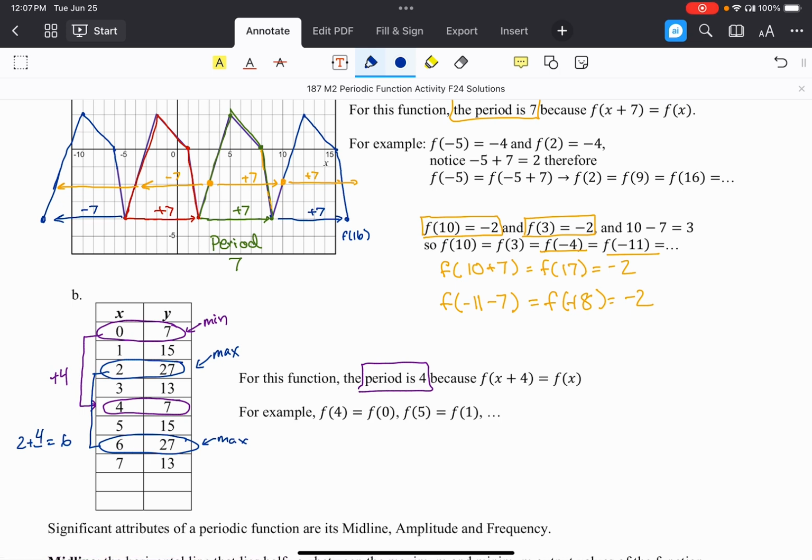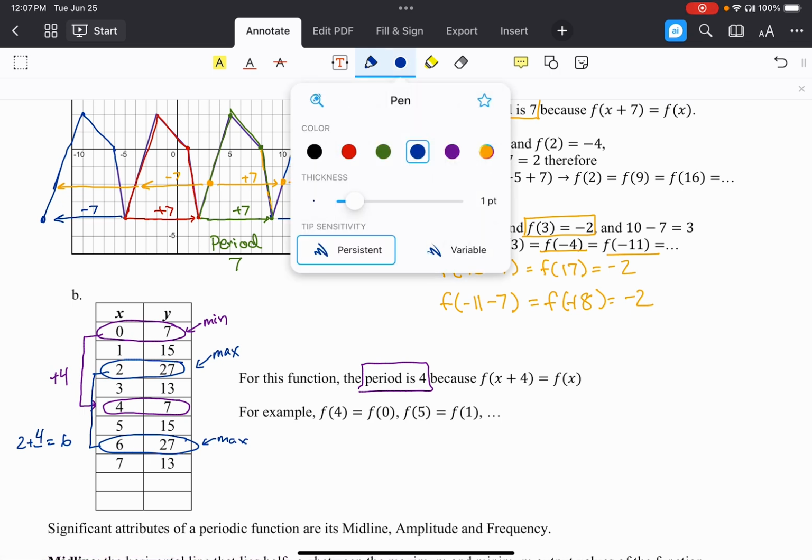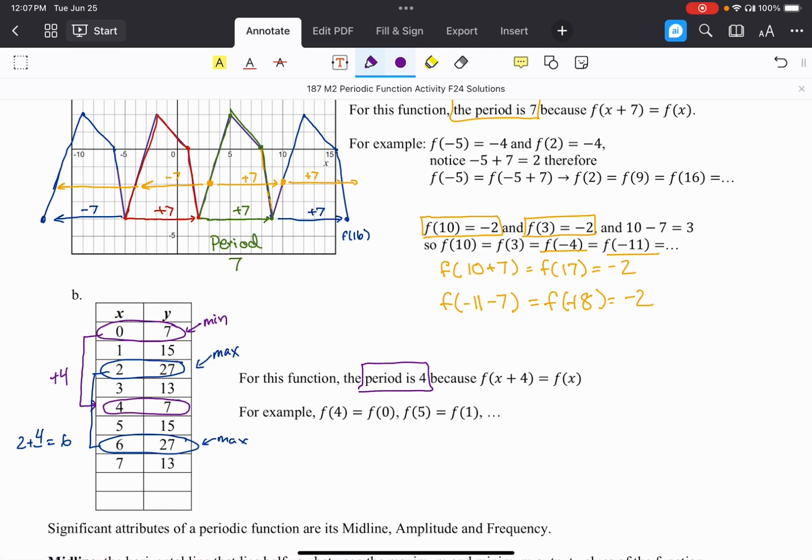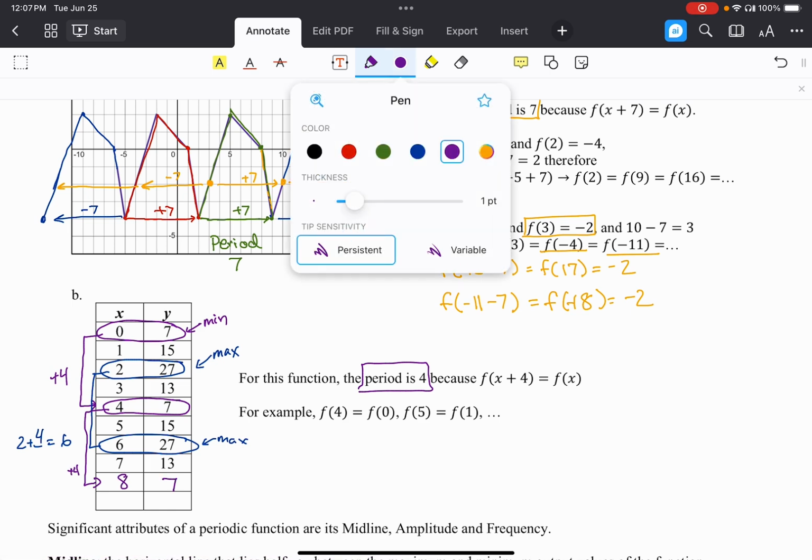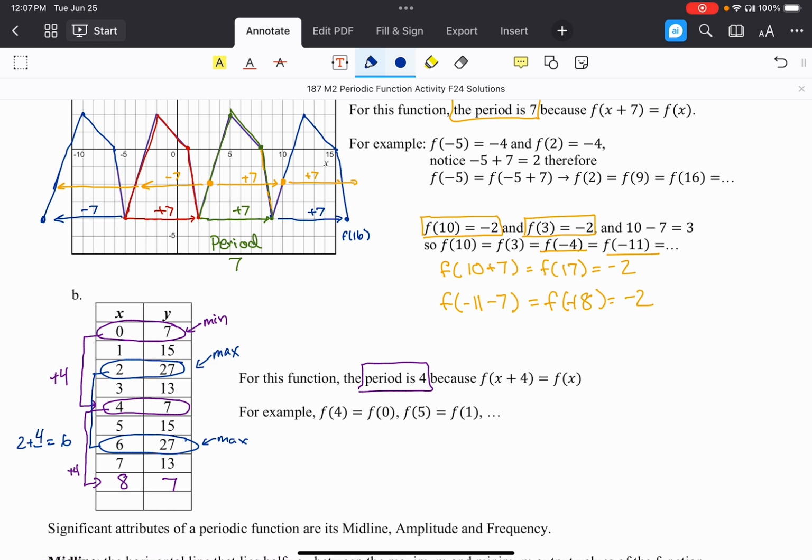Now I can again use my period to find other points on this function. So if every 4 units this is going to repeat, I know if I added 4 to 4, I would be at 8, and we'll be back at 7. And I could do the same thing with that max value. 6 plus 4 is 10, and so I know I'm going to be back at 27. And we can use that to work forwards and backwards, and it gives us a sense of what's going on, and the fact that this function is periodic. If you don't see that repeating pattern going on, it's not a periodic function.